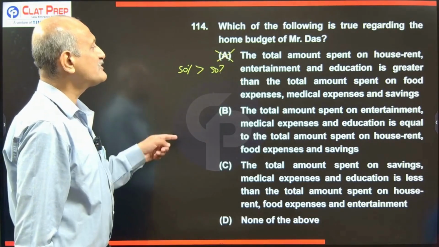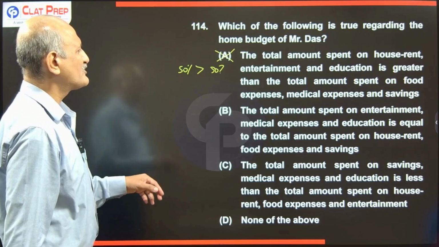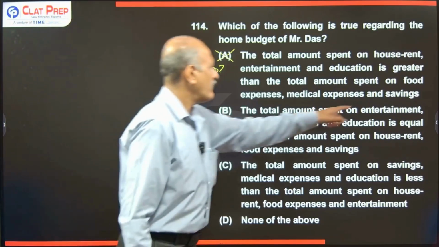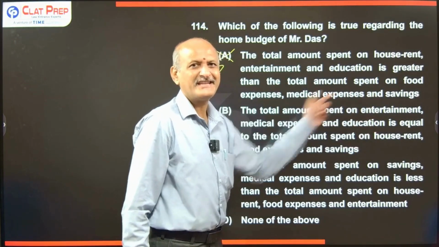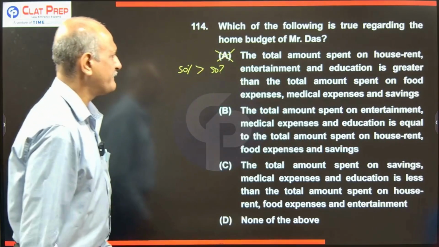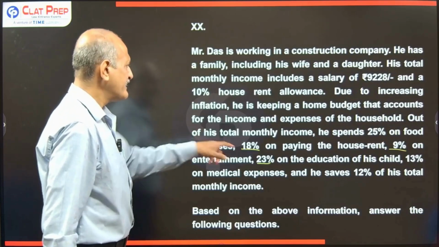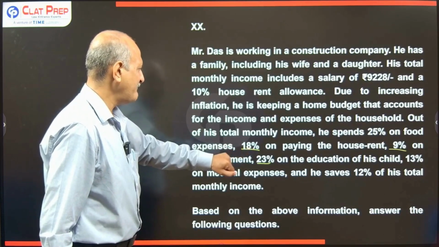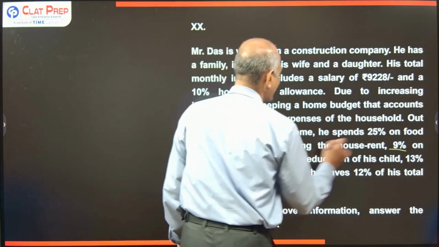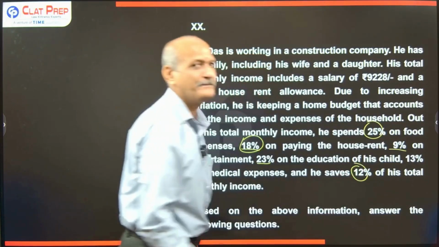It reads, the amount spent on entertainment, medical expenses and education is equal to the total amount spent on house rent, food expenses and savings. Again the same thing, look at it. Entertainment, medical and education, 3 categories here, and the next 3 categories are house rent, food expenses and savings. Same thing, let's calculate. House rent, food expenses and savings. House rent is 18%. Food expense is 25%. And savings is how much? It is equal to 12.